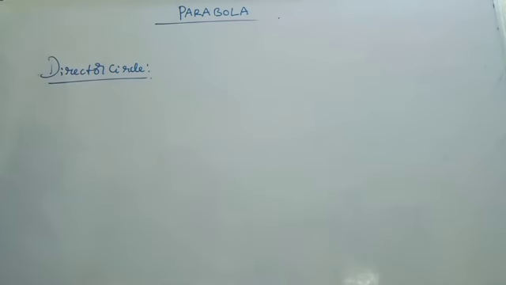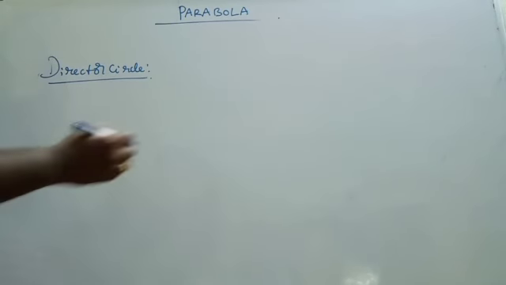See, my dear students, we have a wonderful definition, that is the director circle. The definition of director circle is the locus of the point of intersection of the perpendicular tangents to a conic is known as its director circle. Now the director circle for the parabola is its directrix.